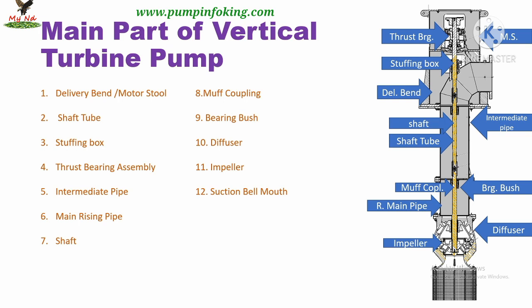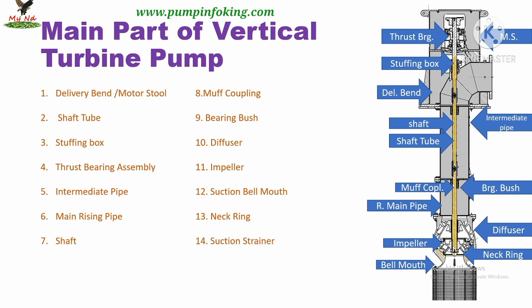The next part is the suction bell mouth. This is the suction bell mouth. The suction bell mouth is the end part of the vertical turbine pump. Its main function is to increase the intake fluid area and reduce the friction and velocity. The next one is the neck ring. This is the neck ring. The neck ring is located below the impeller. The main function of the neck ring is to protect the impeller from wear and tear.